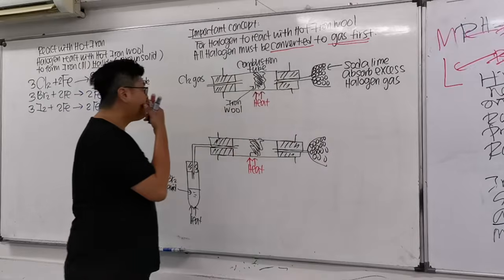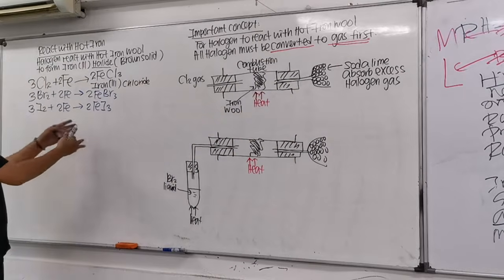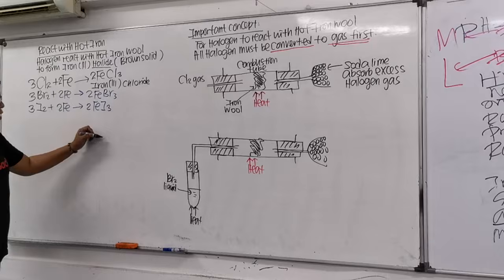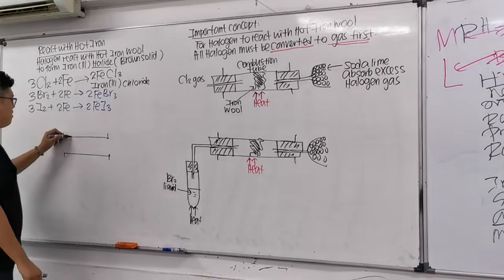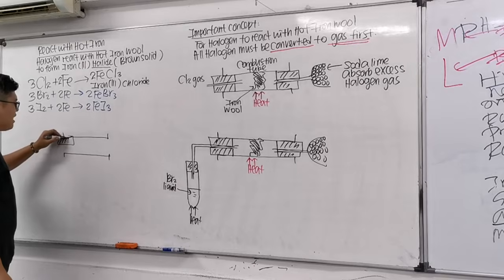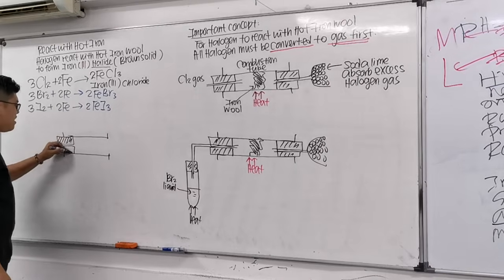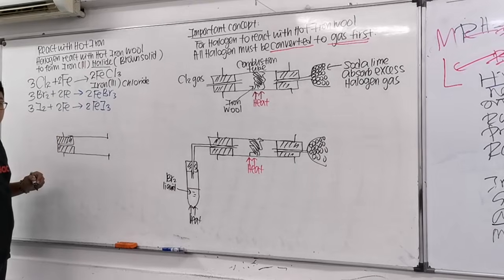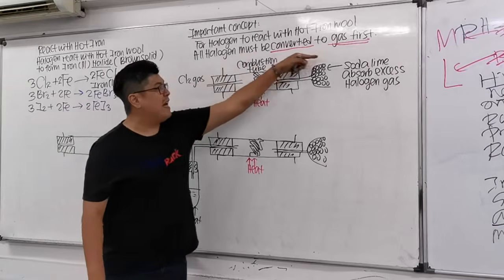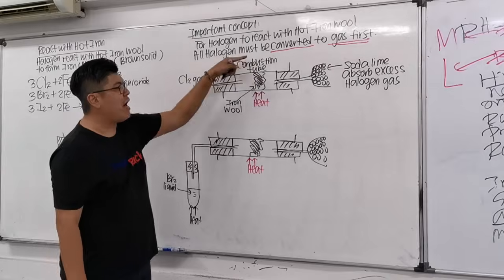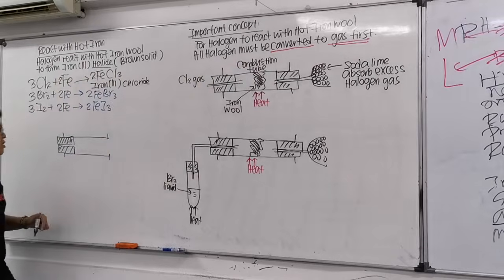Okay, that's it. The third one goes here. This is the last one already. Now let's finish it. The last one is called iodine. Iodine naturally appears as a purple-black solid. Same thing, we must make it become gas, then only the gas can go in to react with the hot iron wool. So you must heat the solid first.